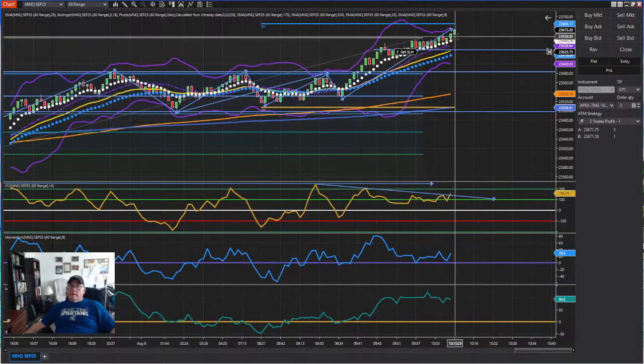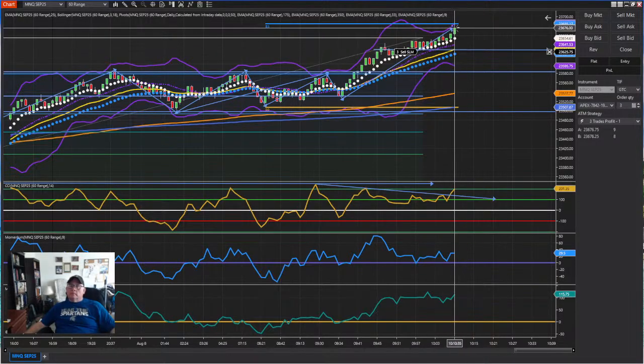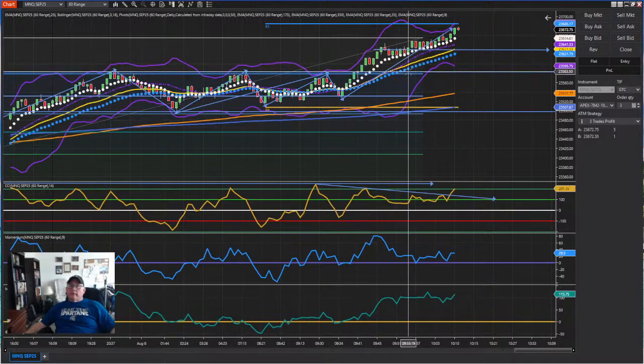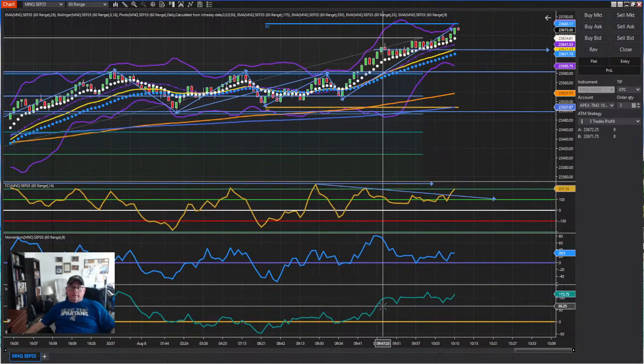Watching and see how this next bar forms. Okay. Order canceled. Really not accurate. This line's been busted. So let's wait and see how this forms against this now.